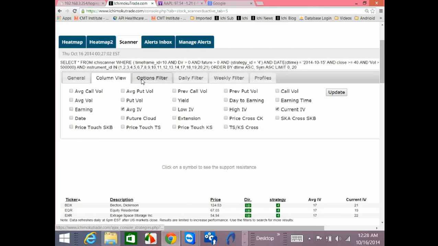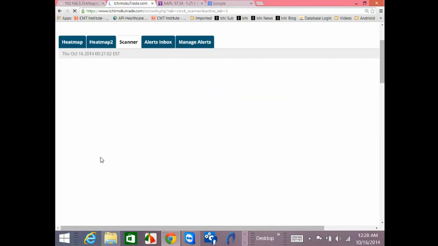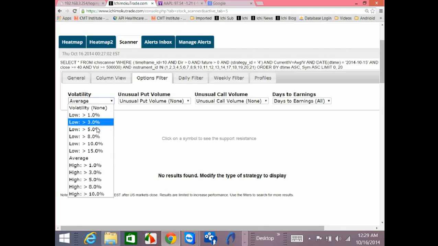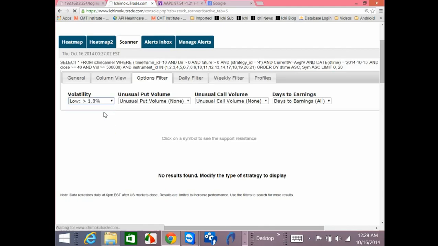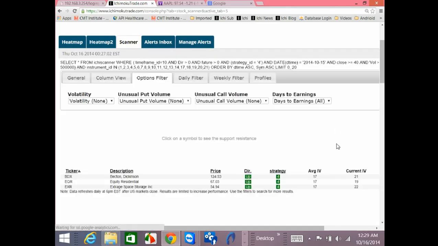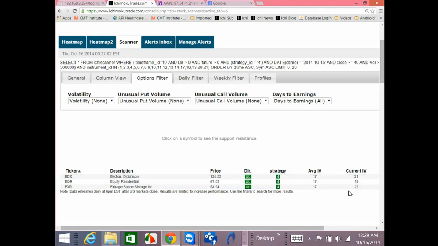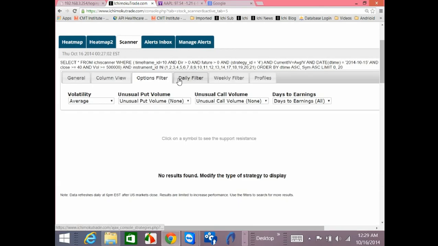And in here I want to go to options, and I want volatility to be average. Agreed? There's nothing. What if it's low, 1% or lower? Nothing. If you look at the IVs, they're high, aren't they? So you could say average, and at the end of the day, right now, there's nothing there. You guys see that?